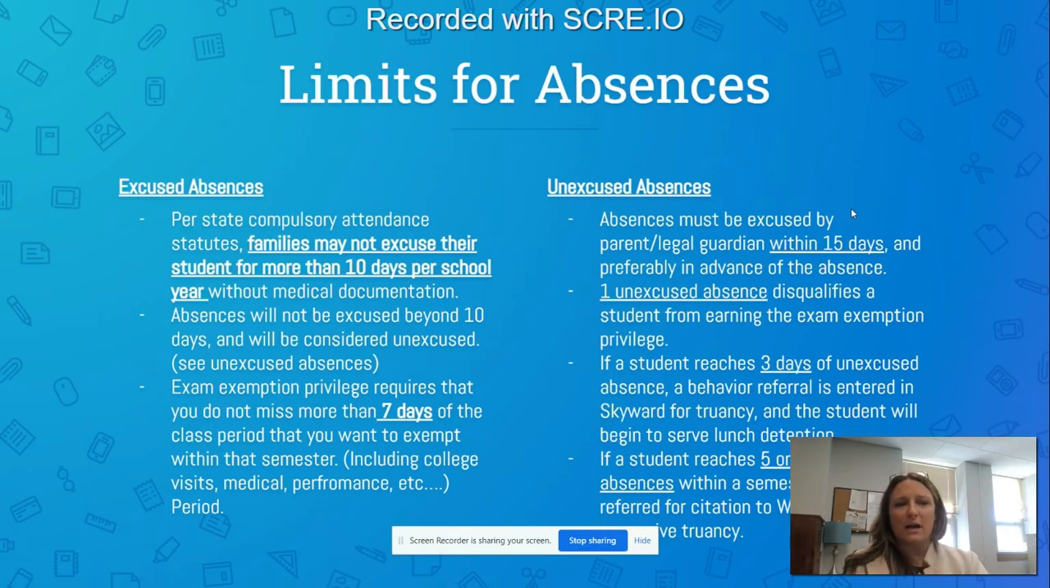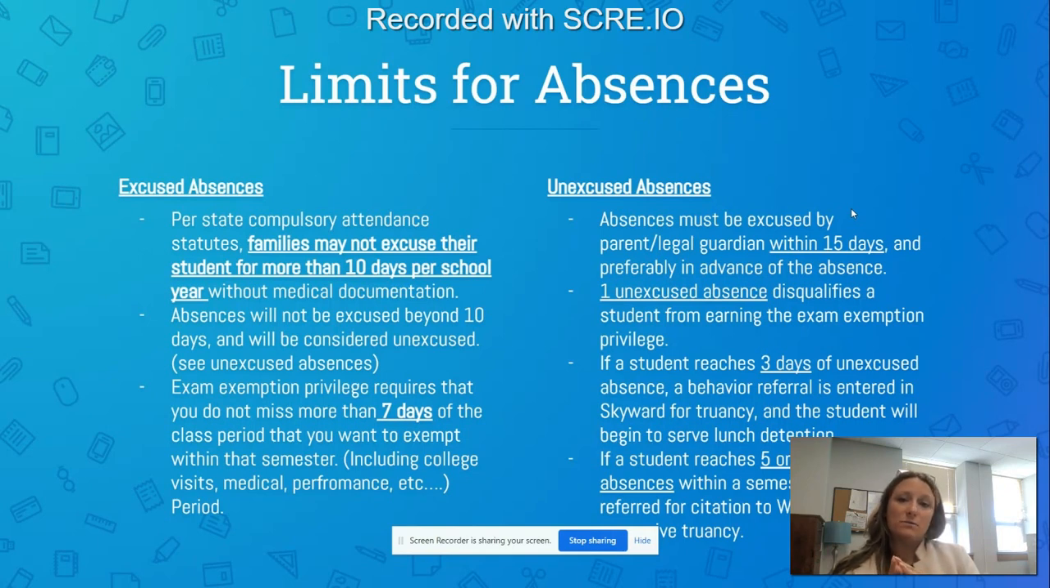I had a funeral in there. Maybe I had a doctor or a dentist visit. If those total up for third period to be more than 7 for any given semester, I wouldn't be able to exempt that biology exam like I want to. So that's just an example that all excused absences count towards that 7 as far as the limit for exam exemptions.